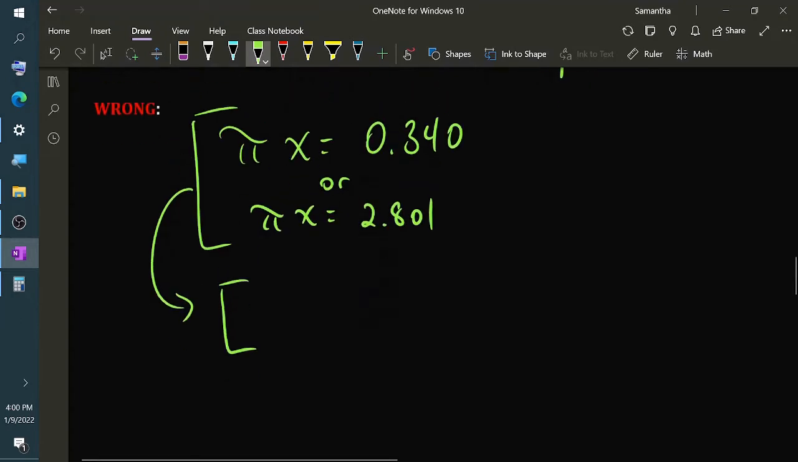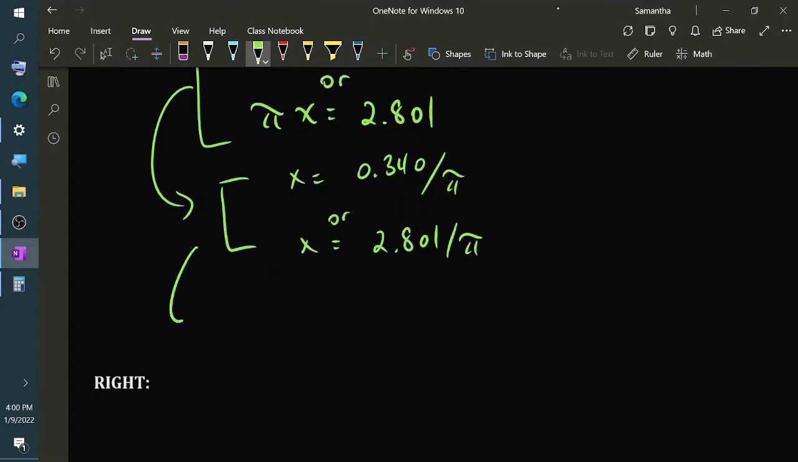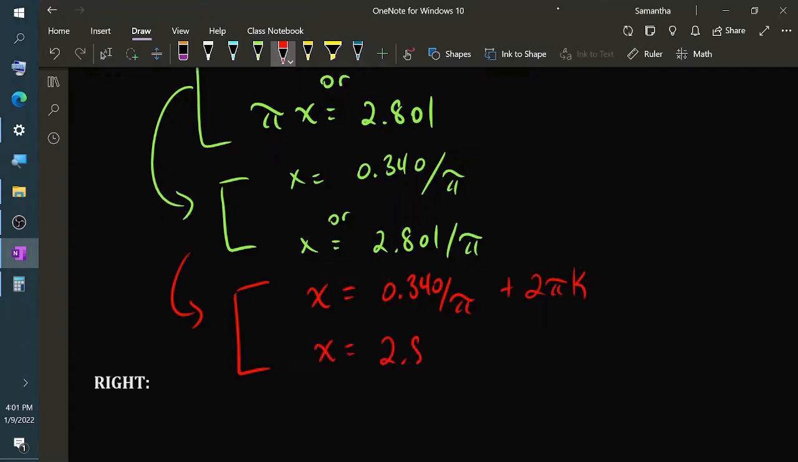What you don't want to do is take this and then divide by pi to say that x is equal to either 0.340 divided by pi, or x is equal to 2.801 divided by pi. And what you don't want to do is say, then add 2 pi k. The issue here is that you've added the 2 pi k at the wrong time.